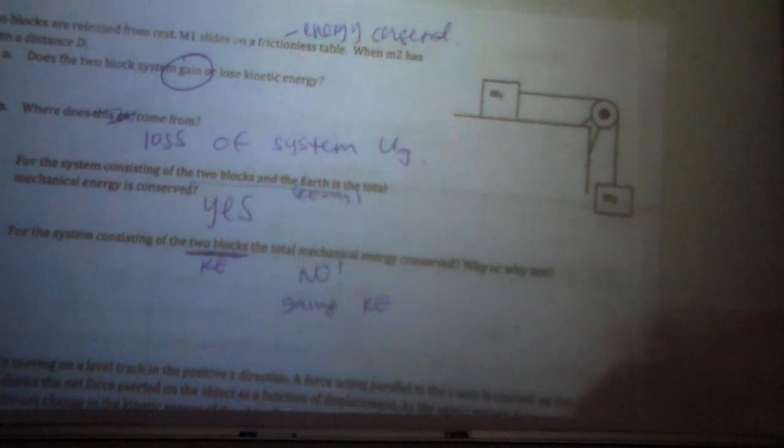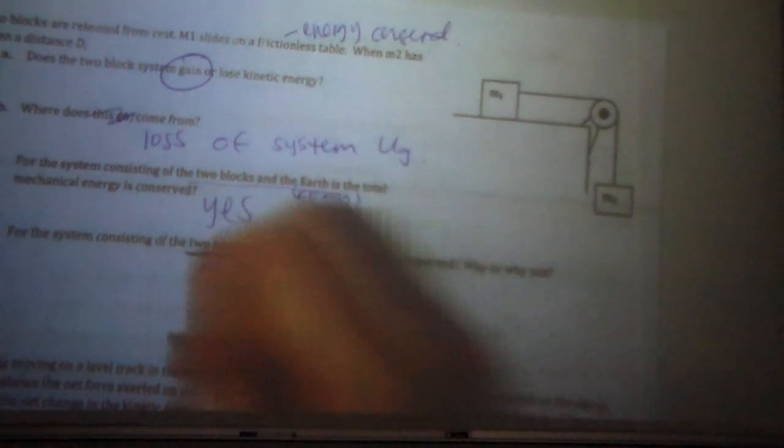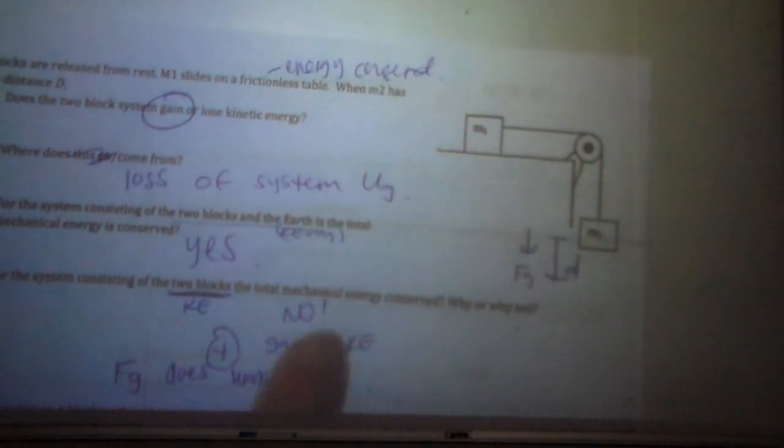You can think about it as work being done. So the force that does work is the force of gravity, because we're not including the Earth. So force of gravity does work, and force of gravity is pointing down, the displacement of this guy is down, so that is doing positive work, which makes sense because we're gaining energy.